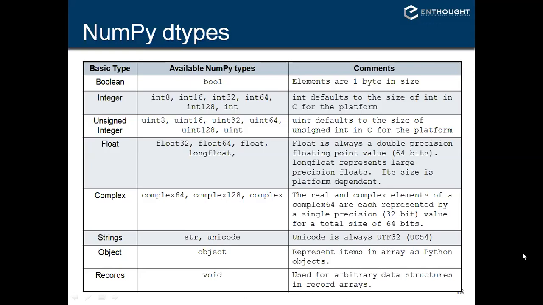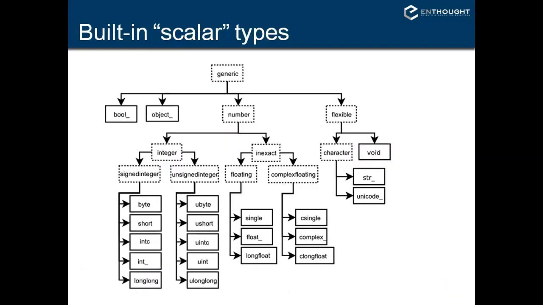If we are having the concept of classes, then definitely we are having an object data type, right? We present items in an array as Python objects. Records are there. How does this record work? Records are used as an arbitrary data structure to keep the record, and by default, the data type is of void type. Now, built-in scalar types. See what happens.